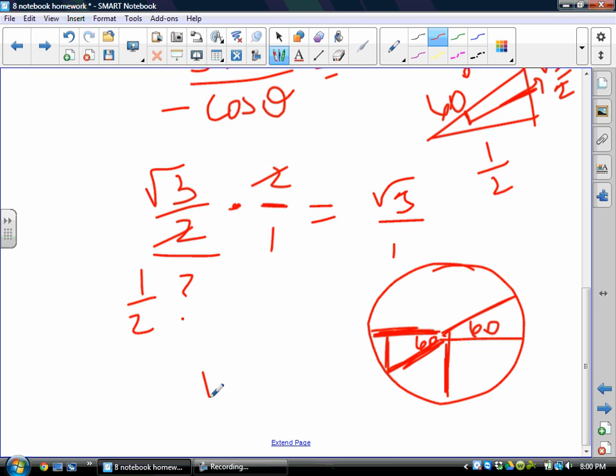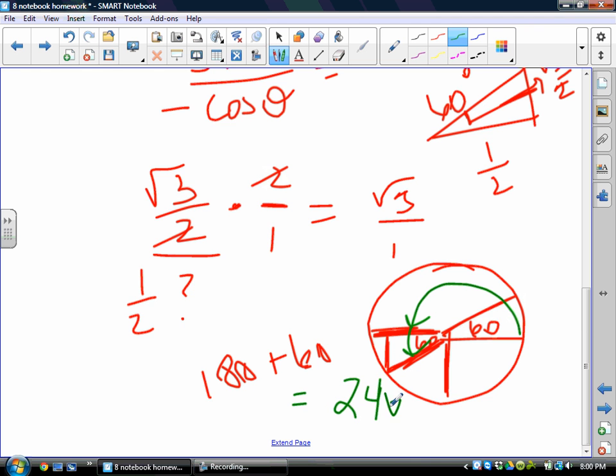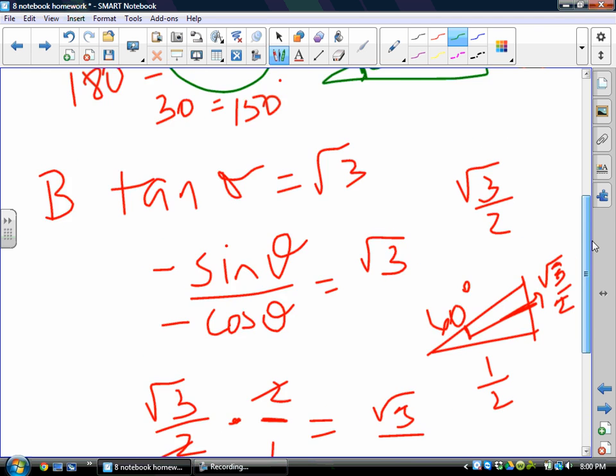I can take 180 plus my reference angle of 60. Okay? The 180 is because I started from 0, this is 180, and I got to go a little bit more. I got to go 60 degrees more. So that will tell me my angle is going to be 240 degrees. This is my second angle for B.